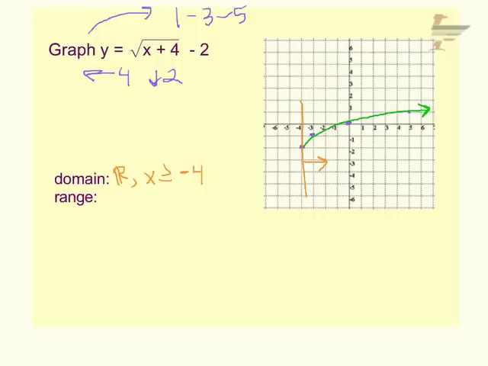Now if I think about the y's, up and down, everything is above what line? Here is the line that everything is above. And that's at a -2. So your range, all real numbers, but those y's are all greater than or equal to a -2. Again, you can see our horizontal shift was to the left 4. So that showed up in our domain, -4. And we shifted down 2, and that showed up in our range, -2.